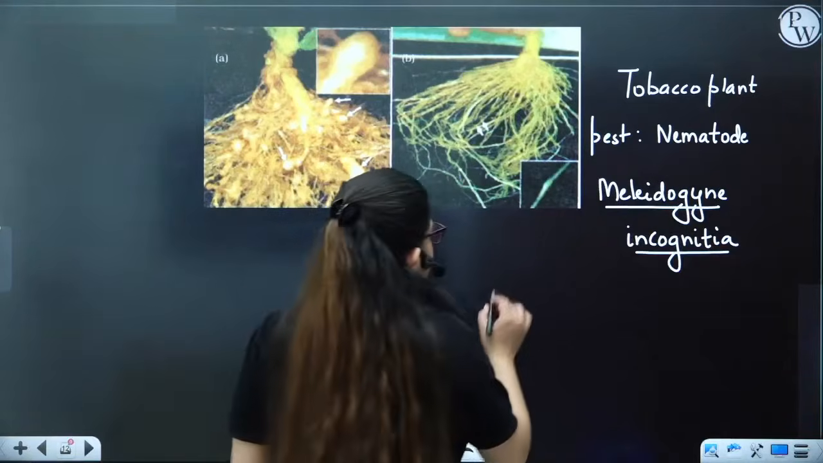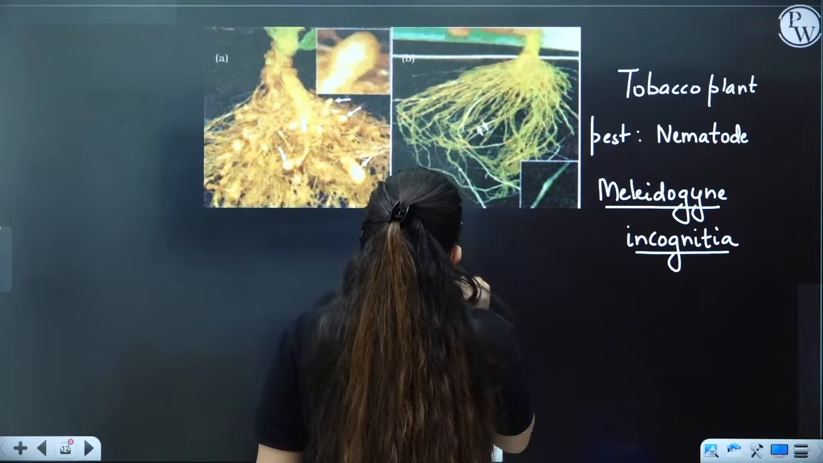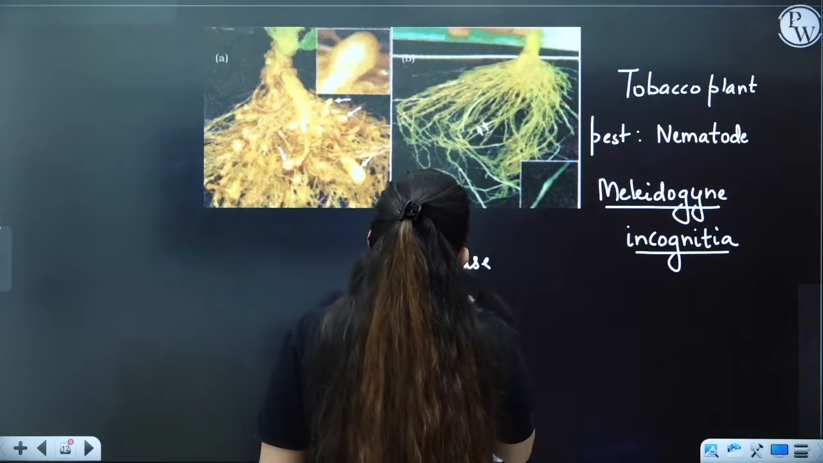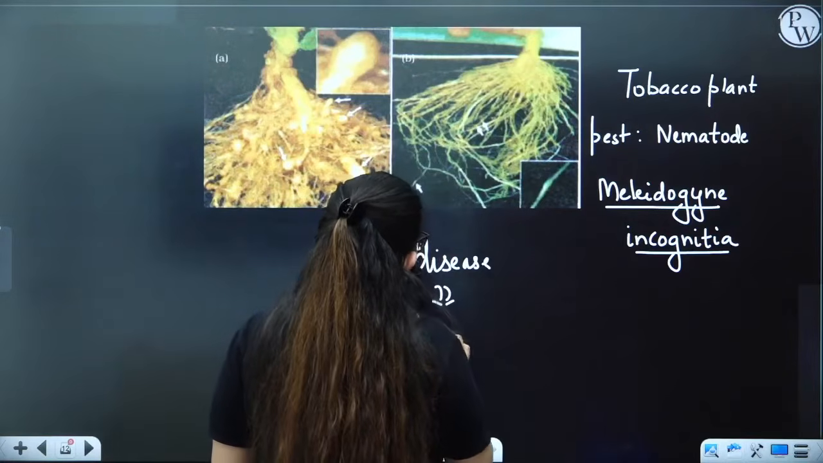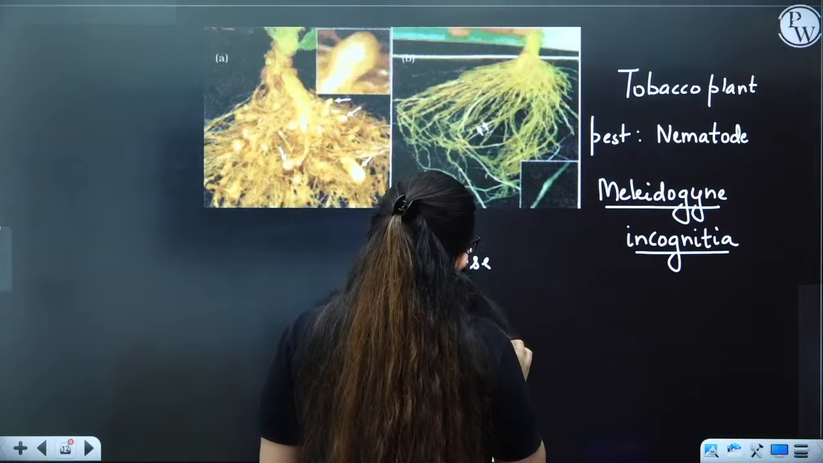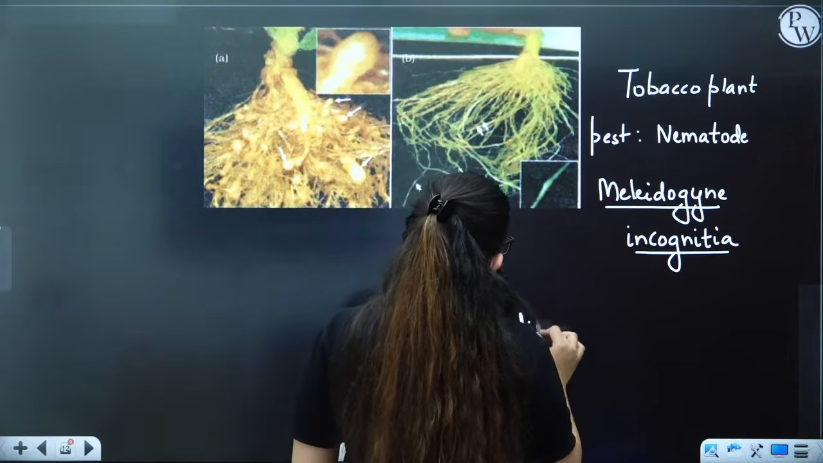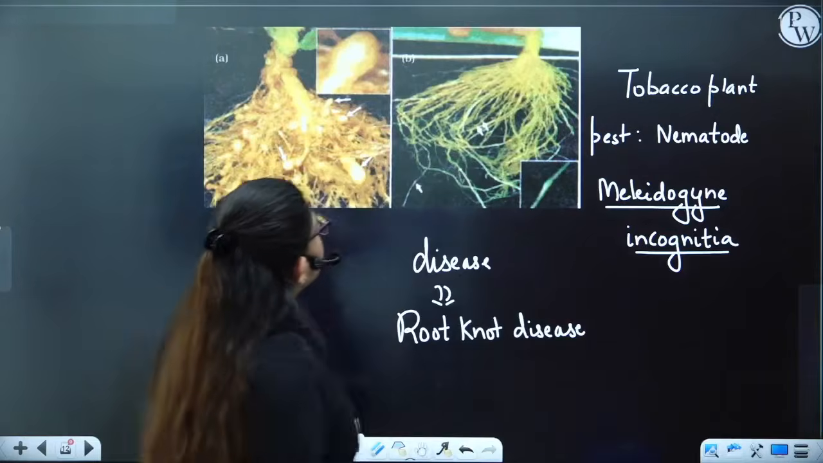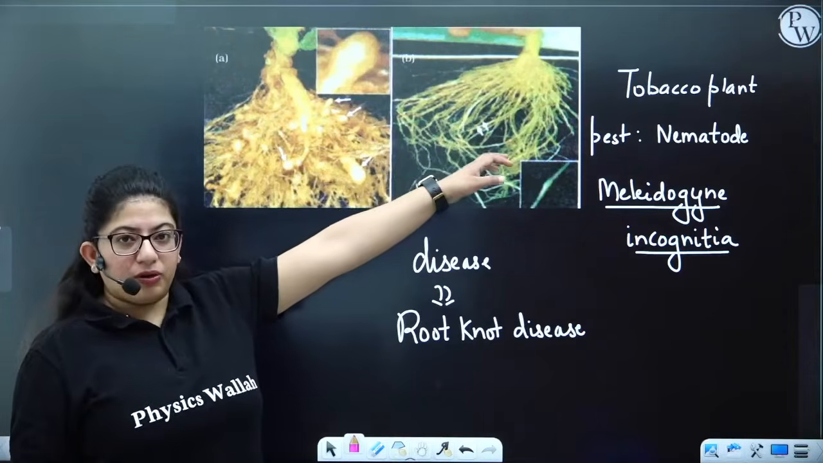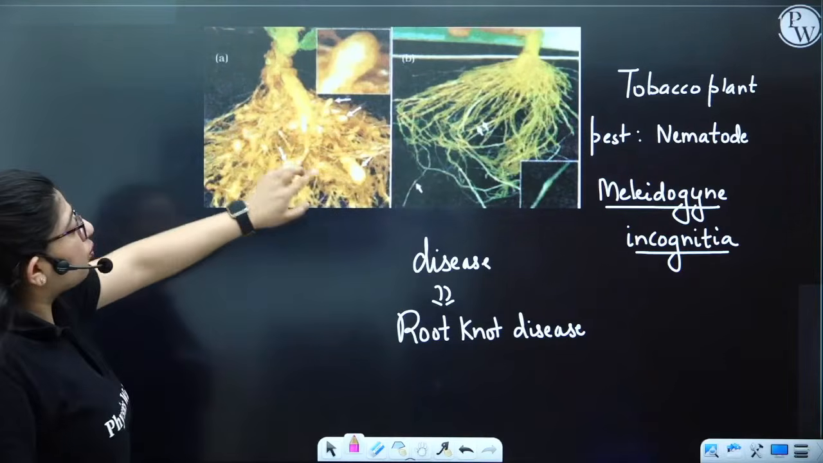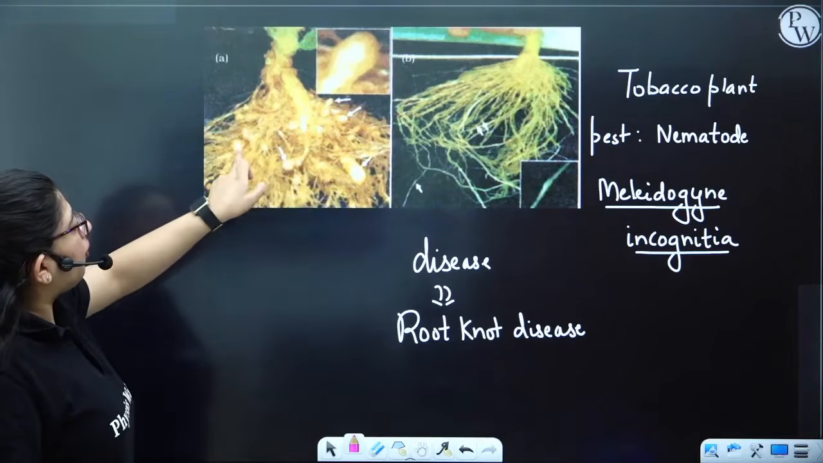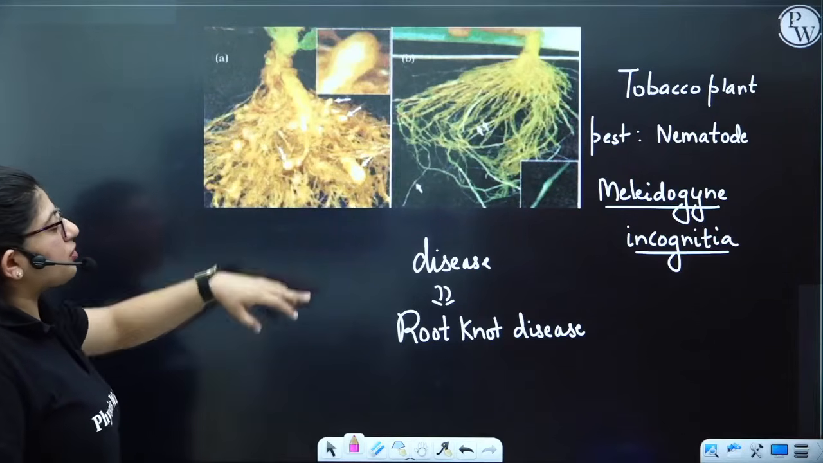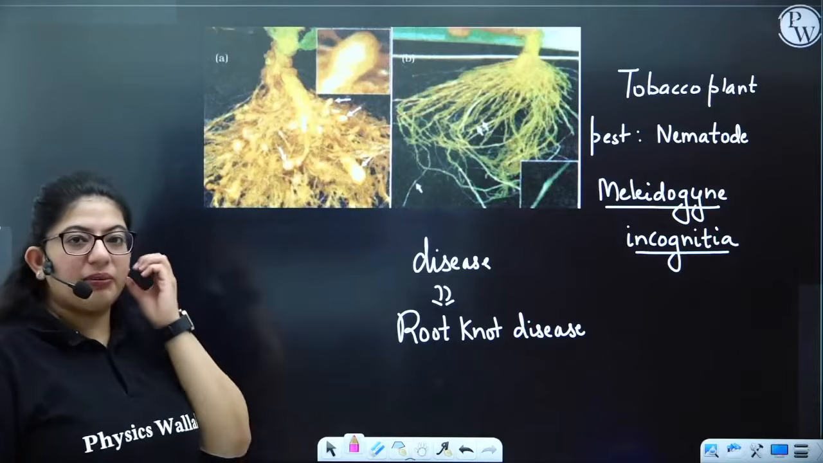What does it cause? It causes a disease. What's the name of the disease? Root knot. If you can see here, these are the normal roots of a tobacco plant, and here are the roots which are being attacked by Meloidogyne.